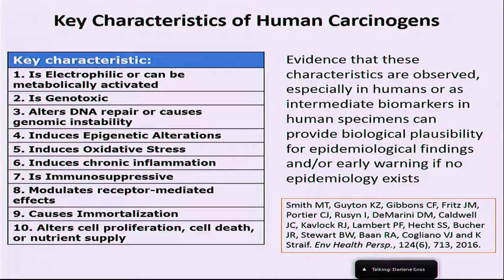So evidence that these characteristics are observed in humans or as intermediate biomarkers in human specimens helped provide biological plausibility, especially in the context of an IARC evaluation, where they look at basically what's the evidence in humans, what's the evidence in experimental animals, and they rank the mechanistic evidence according to whether there is a mechanism that's strong, moderate, or weak, and operates in humans. And so this idea that the characteristics could be observed in humans or human specimens becomes very important in an IARC type evaluation.